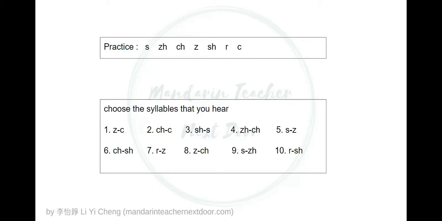知 知. Left or right? Left. Zh or zhi pronounce 知. How do you pronounce the right one? Ch or chi? 吃 吃. Very good. Next one. Number 5.